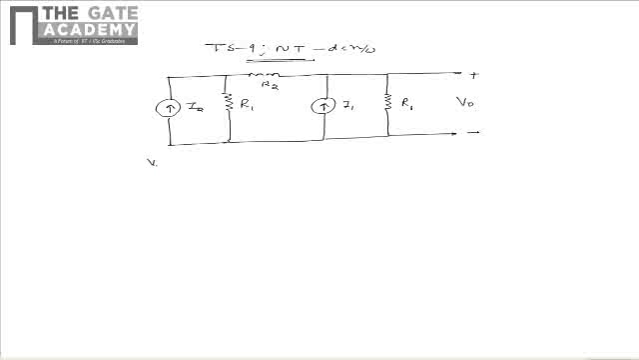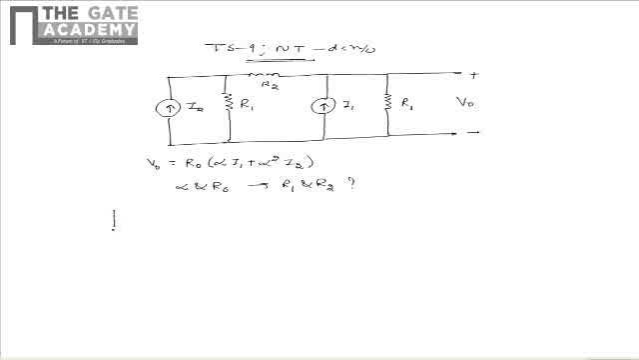It is given that V0 is equal to R0 multiplied by (alpha I1 plus alpha square I2). We need to find out alpha and R0 in terms of R1 and R2. So from the given electrical network, by using the superposition theorem, let us find out the V0.